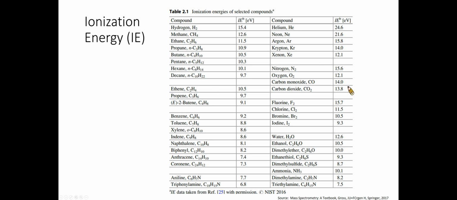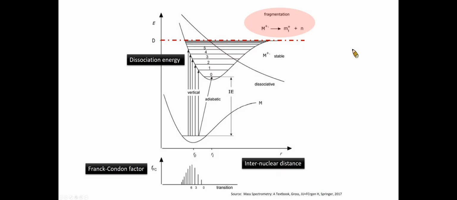These tables summarize the ionization energies of common compounds, where you can see that the saturated carbon-hydrogen bonds or inert gases have the greater ionization energy. Electron ionization can be represented by a vertical line in this diagram. Those ions are formed in a vibrationally excited state if the internuclear distance of the ionized state is longer than in the ground state. Ions having internal energies below the dissociation energy D remain stable, whereas fragmentation will occur above. In few cases, ions are unstable. There is no minimum on their potential energy curve.